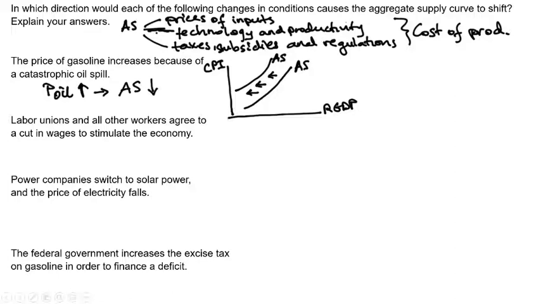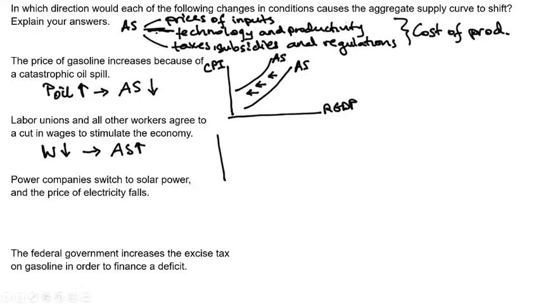In the second case, we have labor unions and all other workers agree to a cut in wages to stimulate the economy. Now we have the price of labor, the wage rate is going down. This is again the price of an input, the price of labor goes down. At a lower cost of production, aggregate supply goes up.